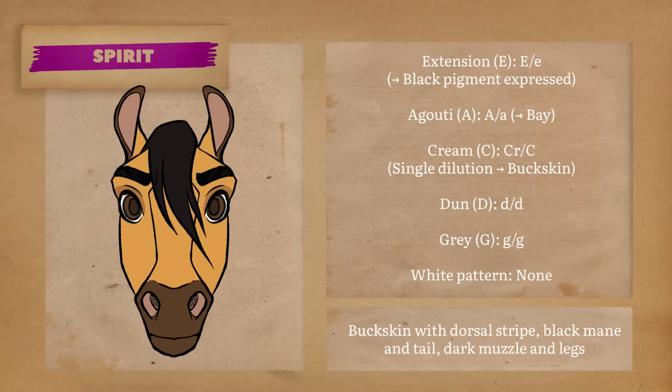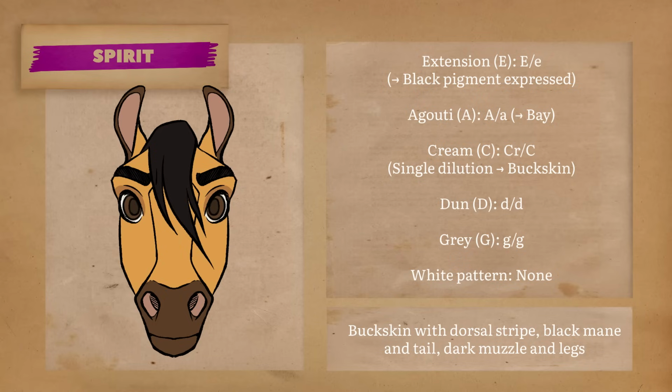Now, but hold on, I hear one of you say. You told us earlier that a dun dilution gives dorsal stripes. But if Spirit is a buckskin, and thus a bay horse, how can he express his dorsal stripe if neither parent has given him a dun gene?